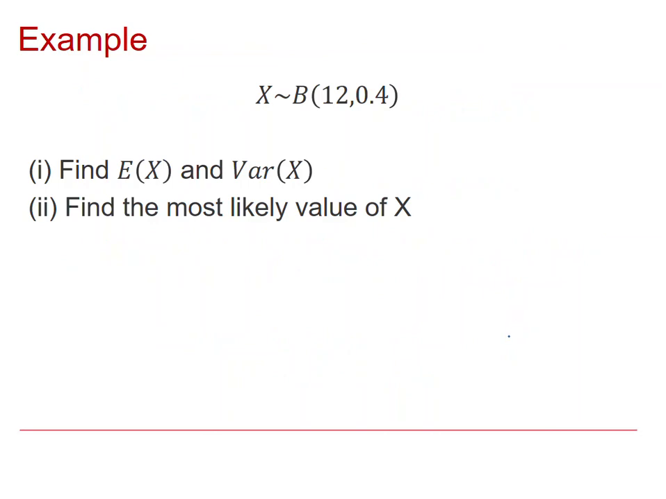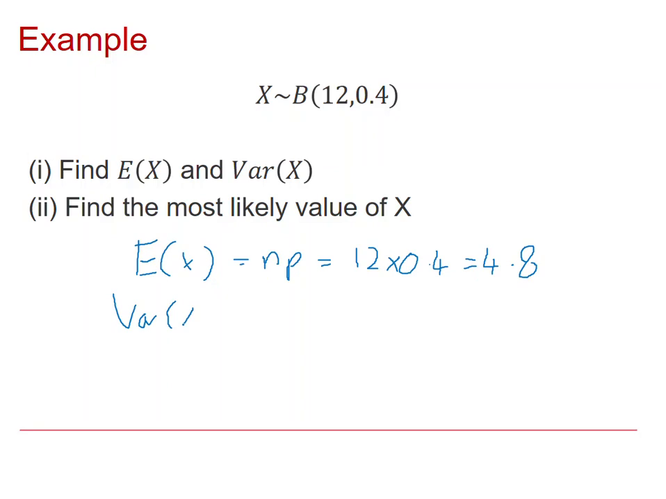Here is an example of using the mean and variance formulae for the binomial distribution. First of all, E of x, which is np, so in this case 12 times 0.4, which is 4.8. The variance of x is npq, which is 12 times 0.4 times 0.6, which is 2.88.